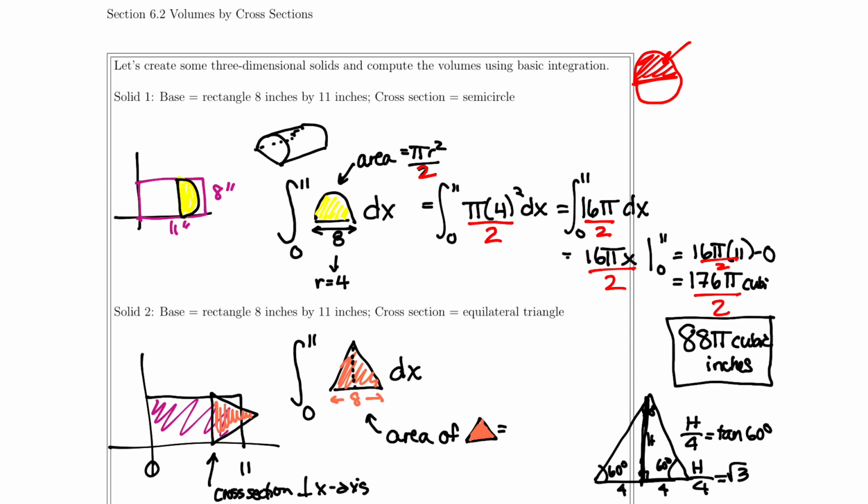Oh, or you could do Pythagorean theorem. You don't even need trig. What am I thinking? Because I like trig. 4, 8, and then use Pythagorean theorem and get 4 times the square root of 3.